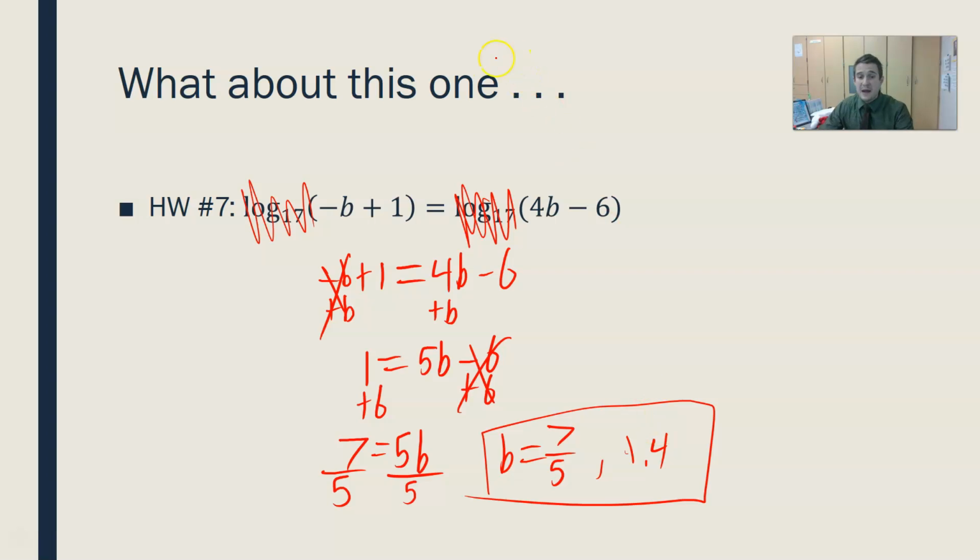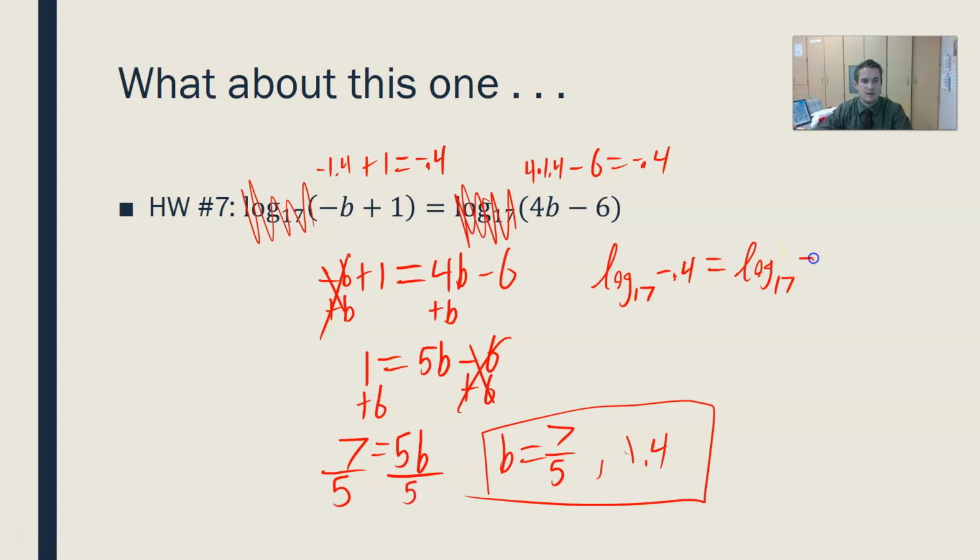So if I were to plug those back in, let me double check my work here. If I were to plug 1.4 back in for b, I'd get negative 1.4 plus 1. And over here I'd get 4 times 1.4 minus 6. Negative 1.4 plus 1 is negative 0.4. And then 4 times 1.4 is 5.6 minus 6 is negative 0.4. So I indeed get log base 17 of negative 0.4 equals log base 17 of negative 0.4. Okay, all seems right in the world, right?